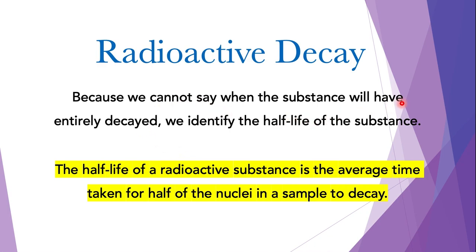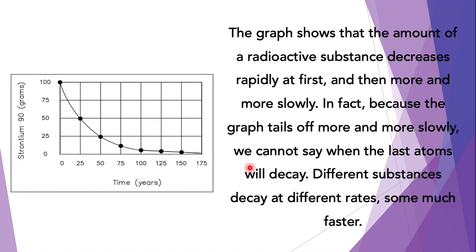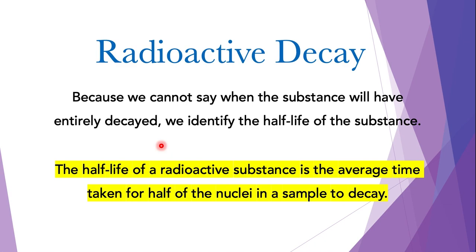Because we cannot say when the substance will have entirely decayed, we can identify the half-life of the substance. So this graph keeps on going and it tails off more and more slowly. So we can never predict when the substance will be entirely decayed. And so to find this out, you can identify the half-life of the substance. So the half-life of a radioactive substance is the average time taken for half the nuclei in a sample to decay. So this is what a half-life is.